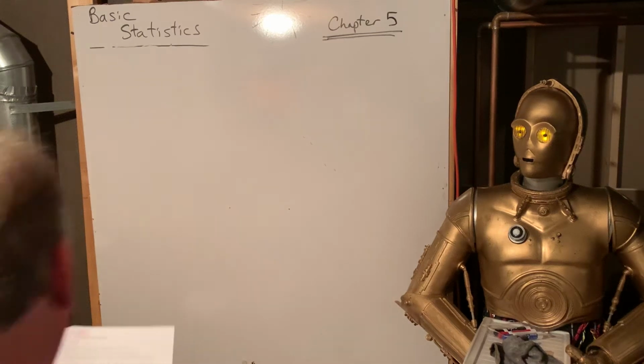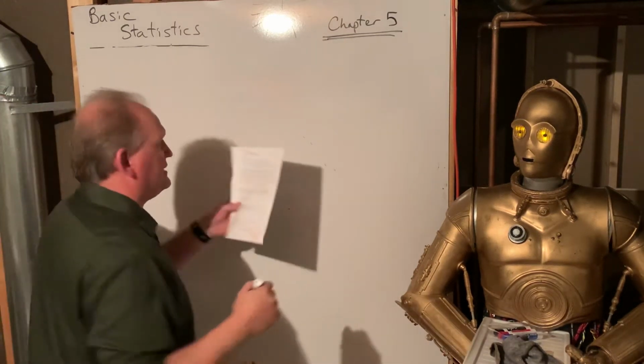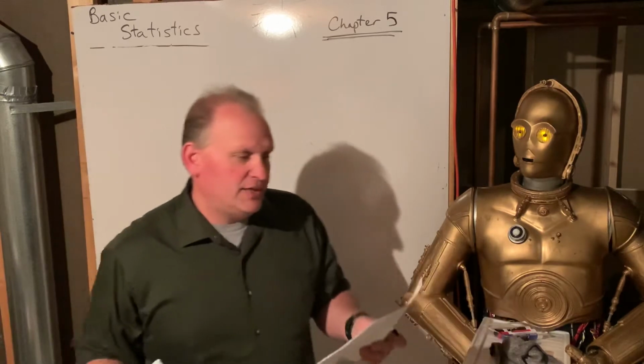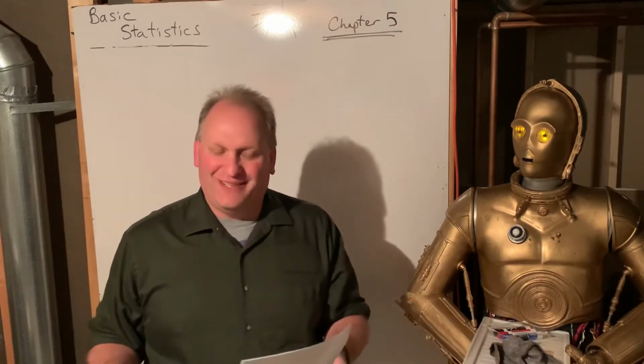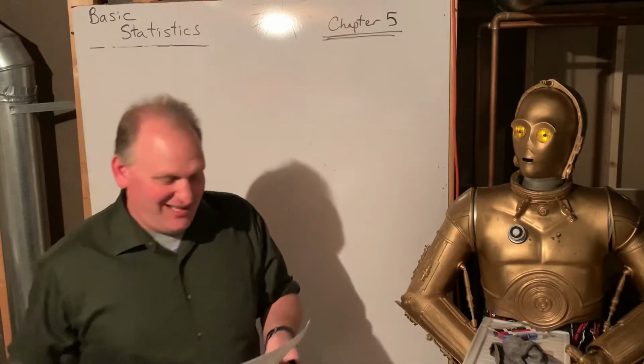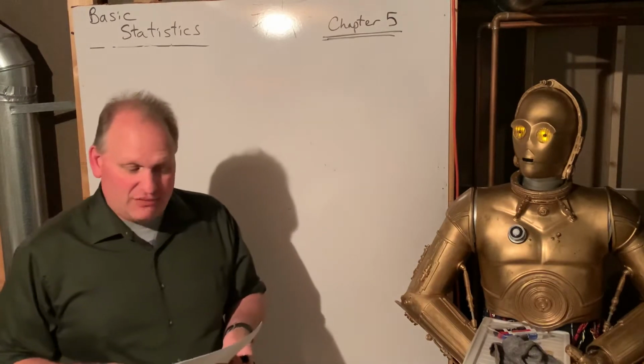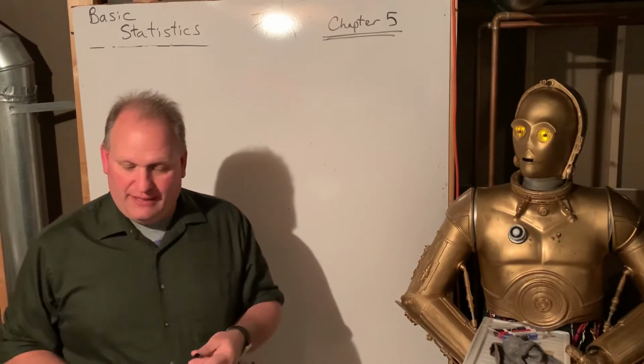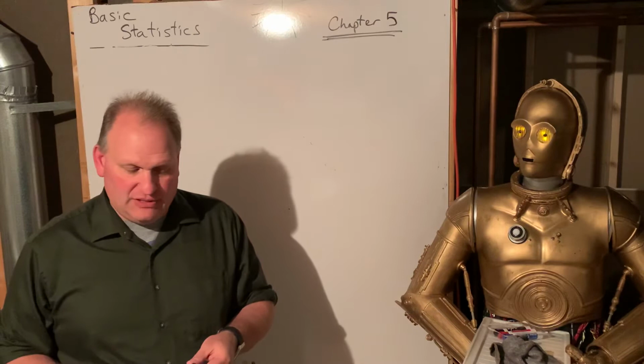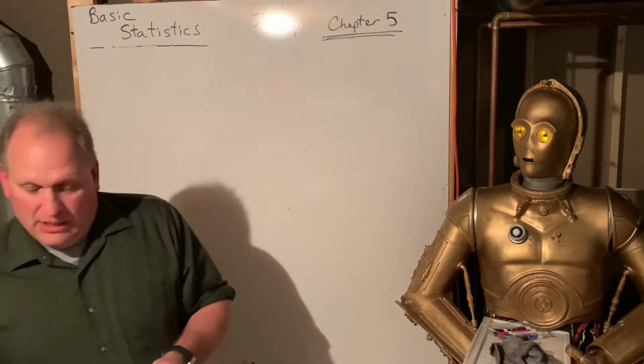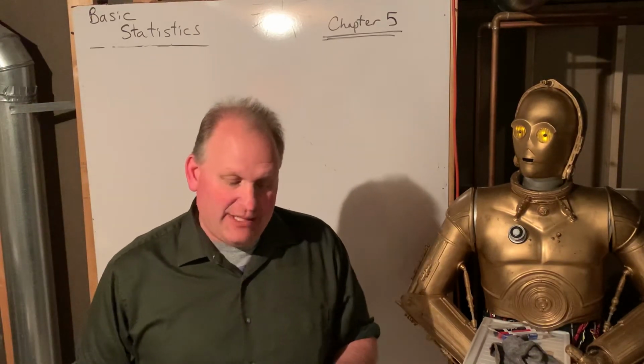Okay, this is statistics, basic statistics. We're looking at chapter 5 on probability distributions. So let's jump in. In a discrete probability distribution, we have a list of values that a random variable can assume.